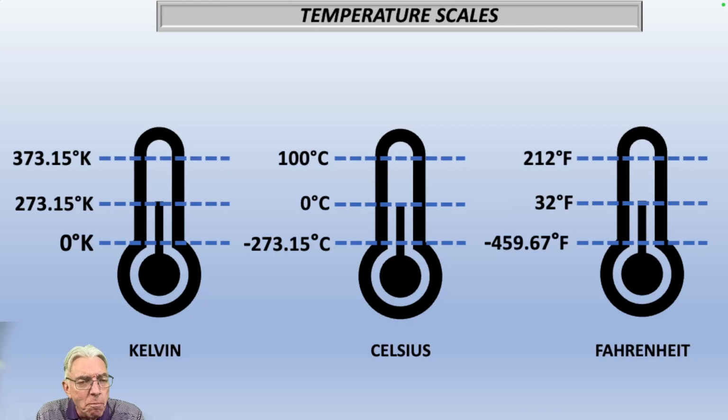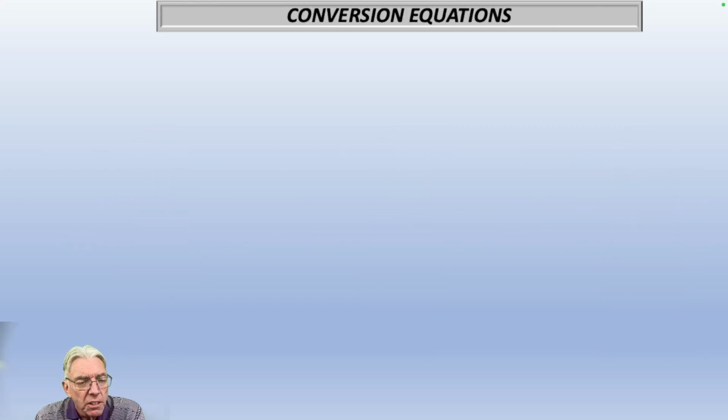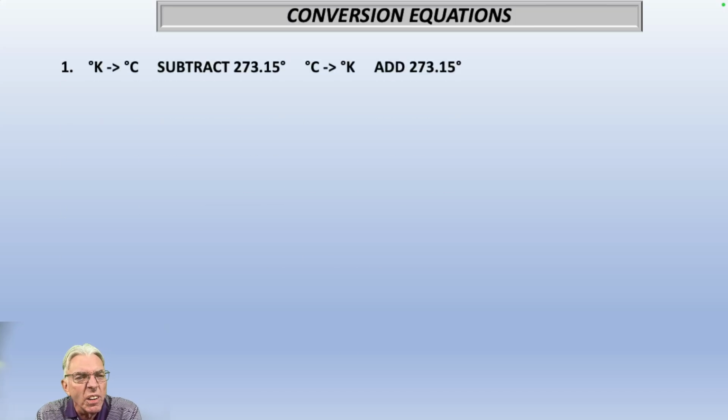And then finally, the boiling point for Kelvin is 373.15 degrees Kelvin. Celsius, it's 100 degrees Celsius, and for Fahrenheit, it is 212 degrees Fahrenheit. So here are the conversion equations, in case you're interested, to get from one to the other.